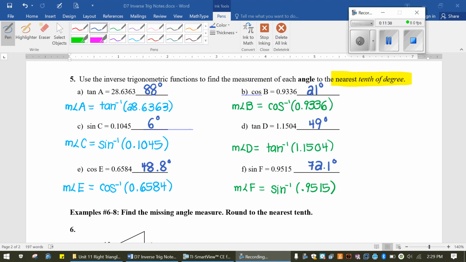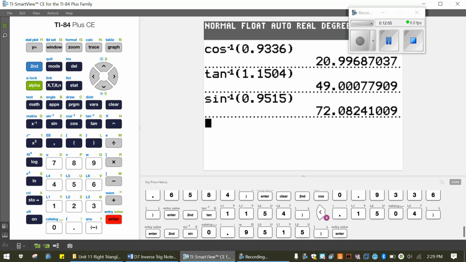Okay, let's check your answers and see how you did. In green, you can see that I rewrote the angle separated from the trig function. And then what we would do to find that answer would be to use inverse trig. What you can see in blue are the answers after I have rounded to 1 decimal place. Let me flip over to my calculator so you can see those 3 answers. For the cosine, 20.99 is going to be rounded to 21. For the inverse tangent, 49.00 is going to leave that at 49. And 72.08, that 8 is going to make that 0 go up to a 1. So that's where the 72.1 came from.